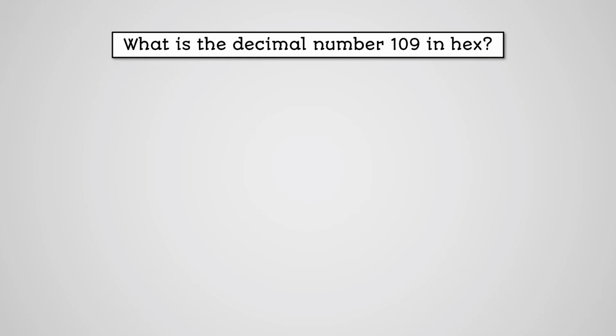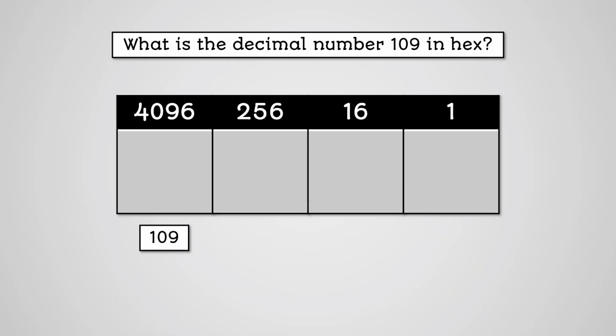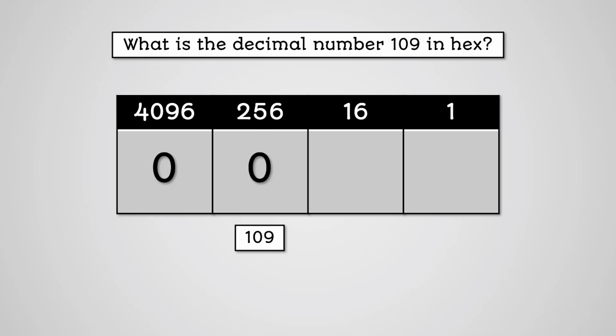Let's work out the hex value for the decimal number 109. Will 4096 fit into 109? No, so we don't have any of these, so we put a 0 in the 4096 column. Will 256 fit into 109? No, so we don't have any of these, so we put a 0 in the 256 column. Will 16 fit into 109? Yes. How many times? 6. So we put 6 in the 16 column.